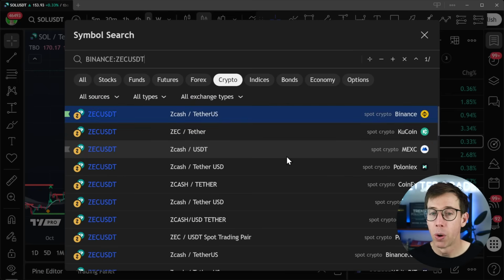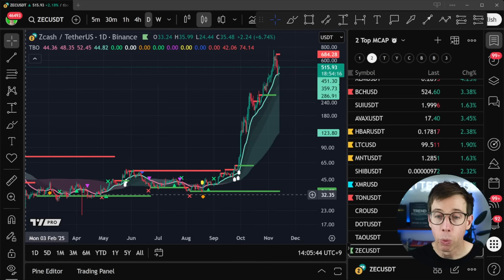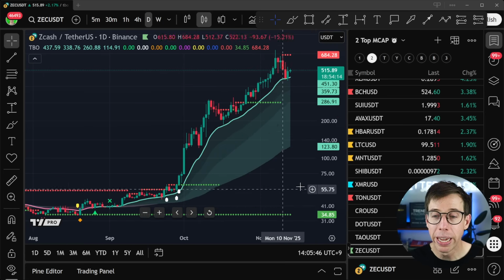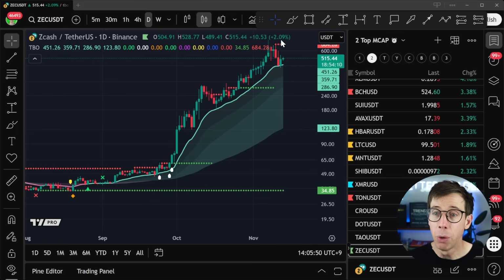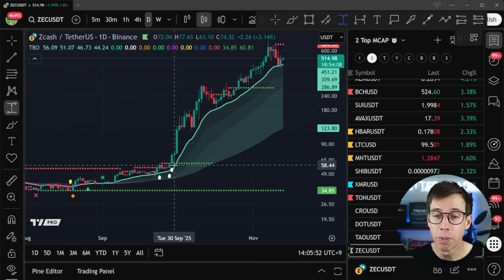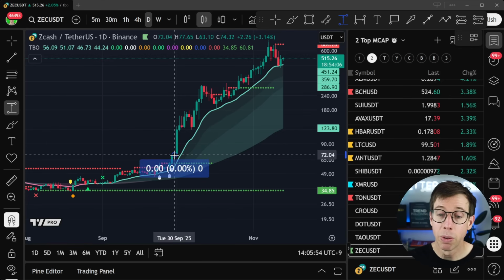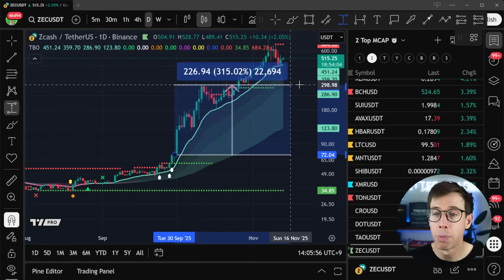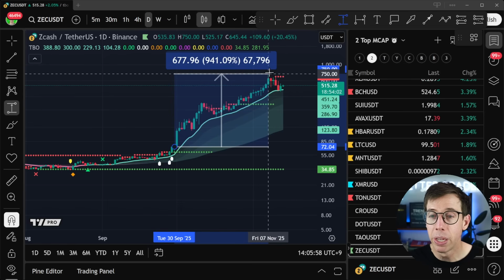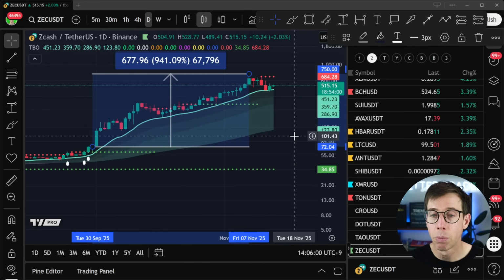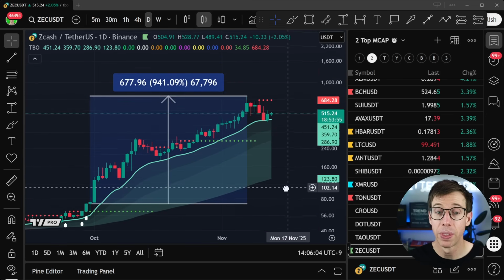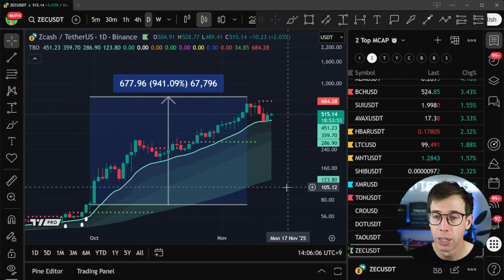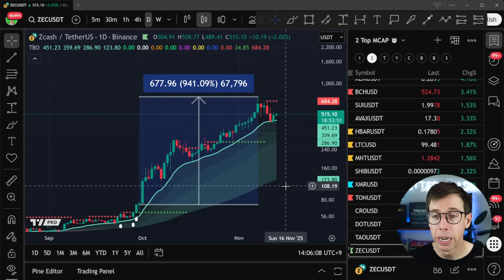So again, going back to Zcash, the real money in Zcash was not made trying to time the ultimate pico early entry. The real money with Zcash was getting confirmation about a breakout, which started really back over here in late September and rallied all the way up here, 940%. This is why the trending breakout is awesome. This is why I continue to use it over and over. This is how I use it to make money.